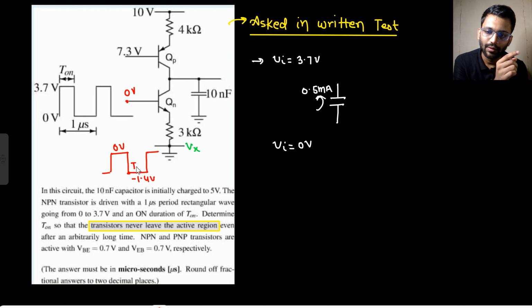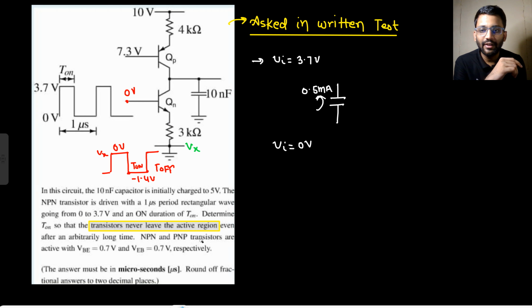This is your T on, this is your T off. For 0 to T on, it should be 0 volt, this Vx potential I am talking about. So if it is 0 volt, then 3.7 minus 0.7, that means here it will be 3 volt. It will drive 1 milliampere current, and the capacitor will discharge with 0.5 milliampere current only, right?